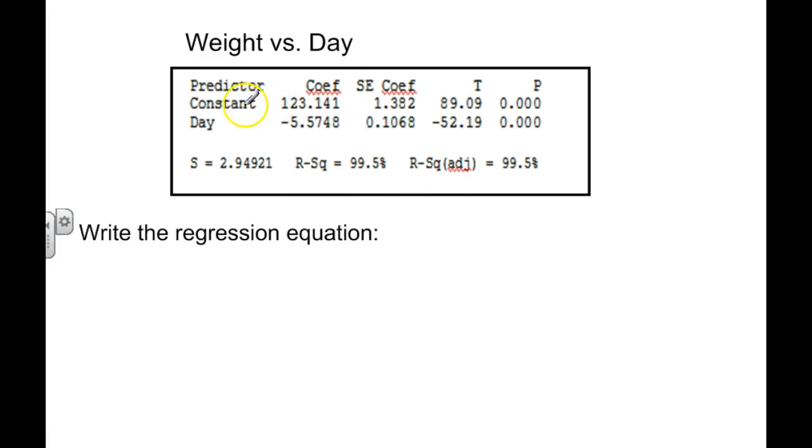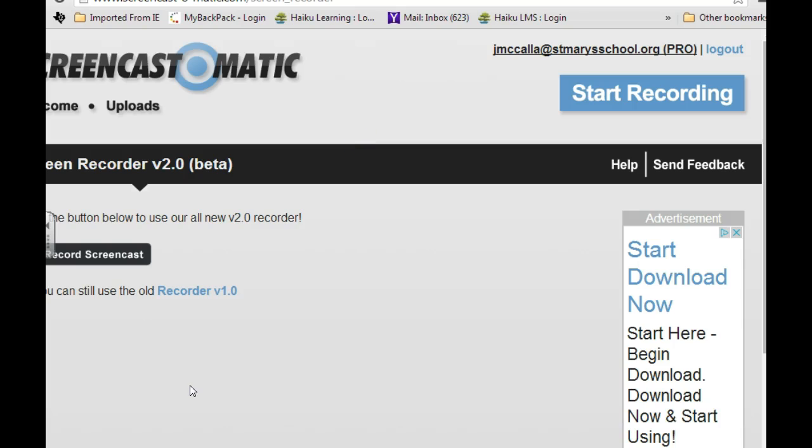Again, you're looking at constant. So this is your y-intercept. This is your slope. This is your x variable, and weight versus day. So this is your y, and this is your x. Again, this is your b naught. This is your b. That is the end of the screencast.